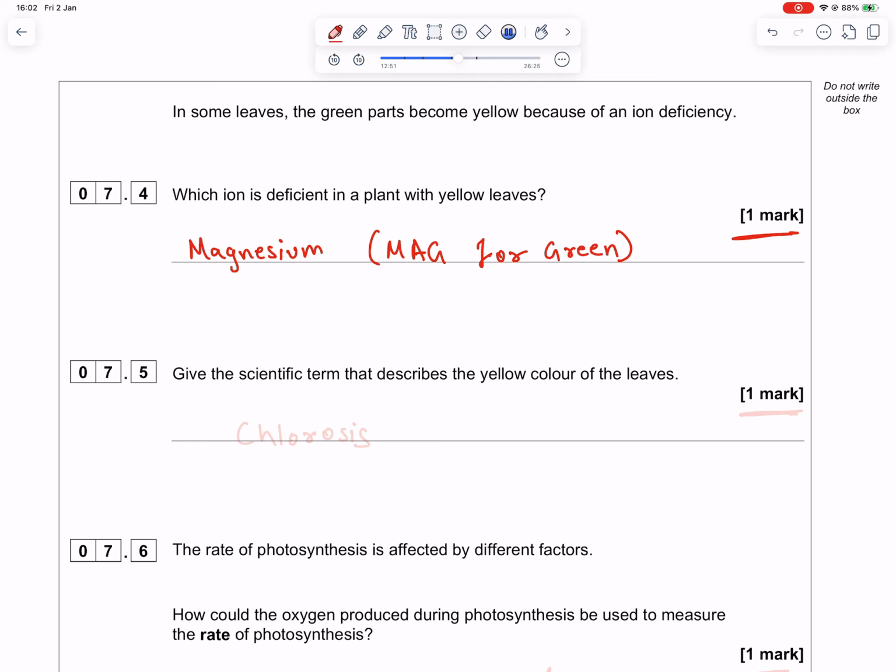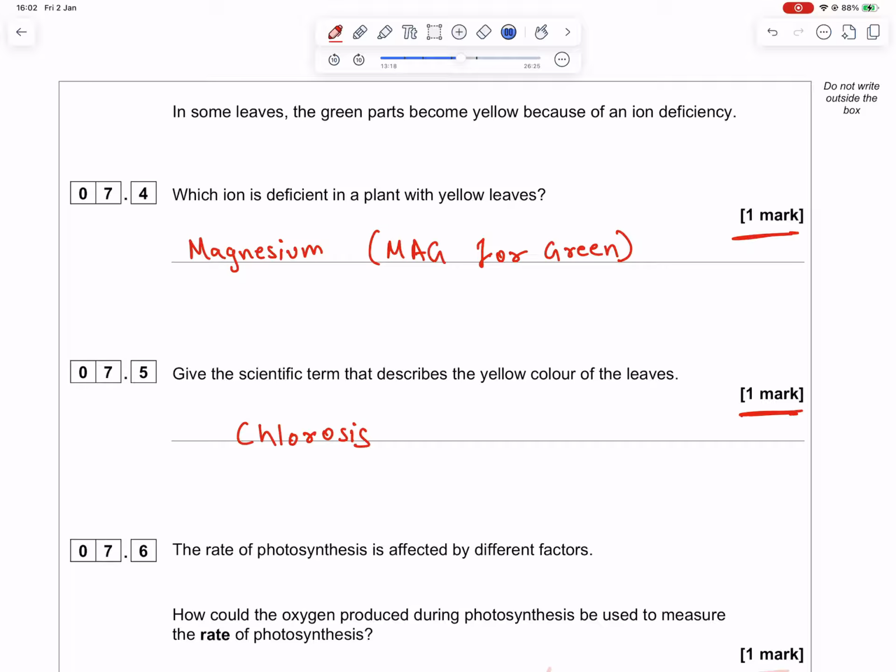Let's move on to question number 7.5. Give the scientific term that describes the yellow color of the leaves. Now, this is again a very specific factual recall question. So the scientific term for yellow leaves is chlorosis. Once again, chlorosis. Must use this term.